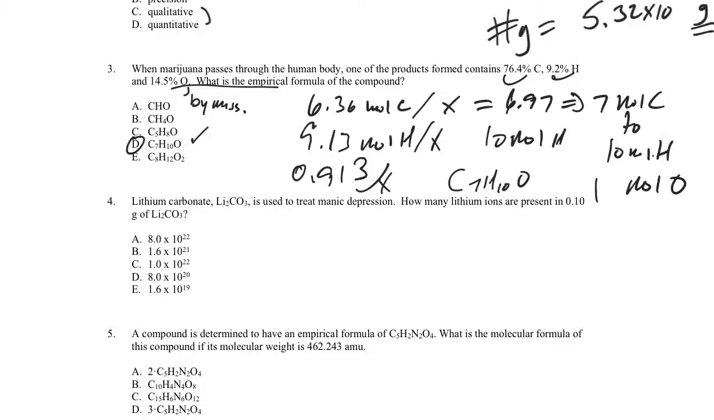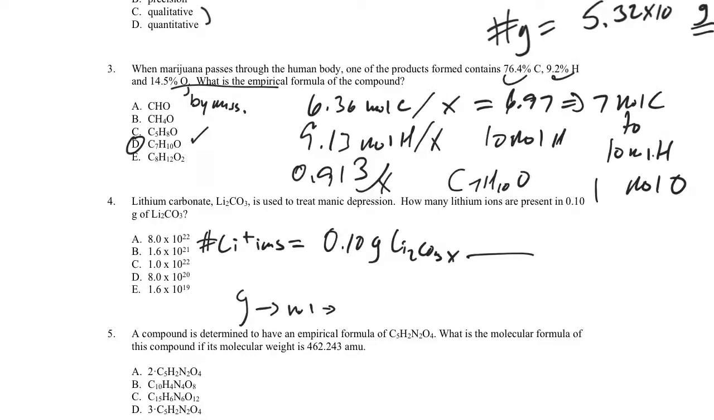Lithium carbonate is used to treat manic depression, it says. How many lithium ions are present in 0.1 grams of lithium carbonate? Okay, so let's say number of lithium ions is going to be equal to our mass of Li2CO3. Then we need to use the molar mass, number of grams per mole, because I'm going to go grams to moles to Li2CO3 units. Then I'm going to go to number of Li plus ions. This is my thought process here. So I need to go to molar mass.